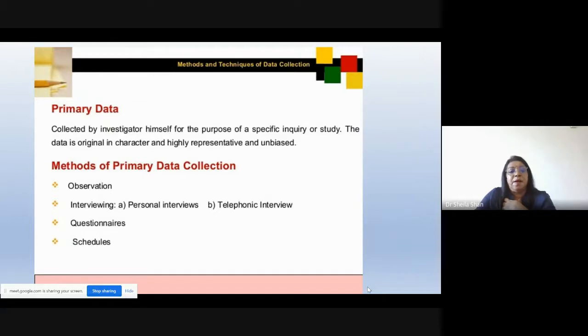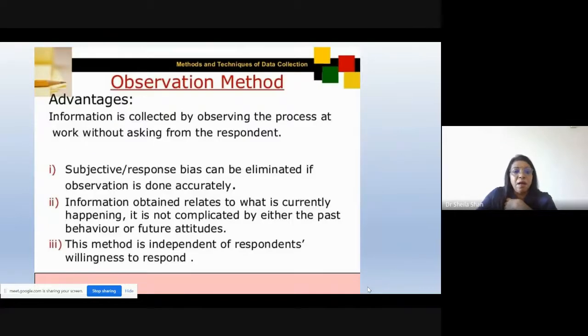So the methods are observation, interview, personal interview, telephone interview, questionnaire, and schedules. Right, observation method, I already talked about this earlier, but here I'm trying to tell you what is primary data and secondary data. So advantages of observation method: you don't need the consent of the respondent. Subject response bias can be eliminated if the observation is done accurately. Information obtained relates to what is actually happening.